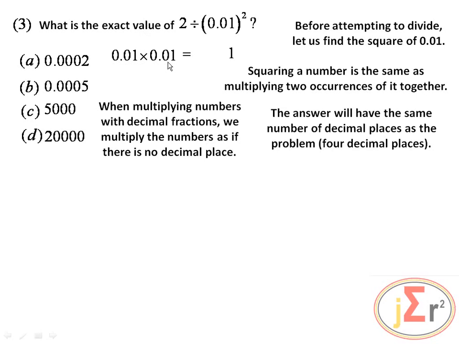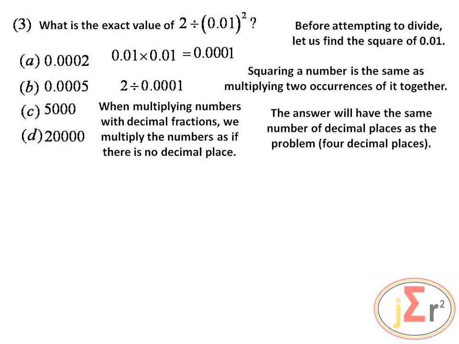0.01, 0.01. 2 places of decimal here, 2 places of decimal here. A total of 4 places of decimal. The answer will therefore have a total of 4 places of decimal. This is one of them, and to complete the 4 places of decimal, we need to include 3 zeros.